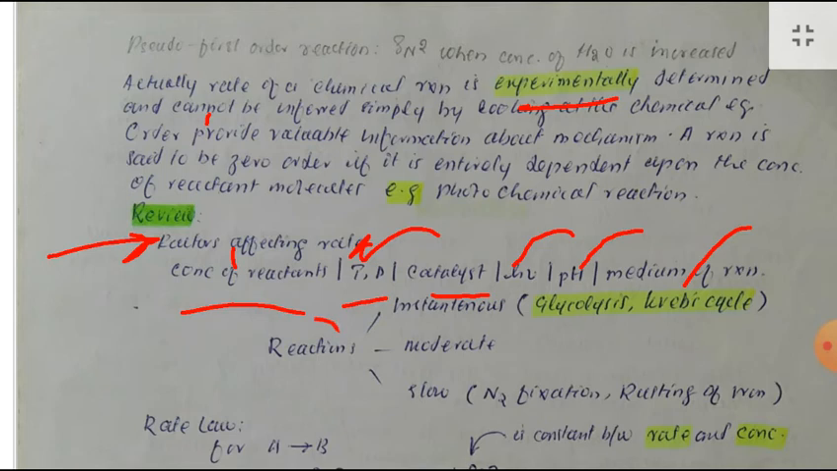Here we have given a reaction which can be instantaneous, moderate, or slow, depending upon the rate of the chemical reaction. If the rate is slow, such as nitrogen fixation or rusting of iron, these are very slow reactions and require a lot of time to take place. There are some moderate reactions, and there are instantaneous reactions as well, such as glycolysis and the Krebs cycle. For these biochemical reactions, the rate of reaction is very fast.